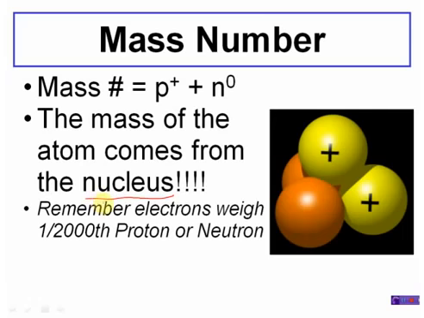We're not counting electrons here because if you check out the third bullet, electrons weigh about 1/2000th that of a proton or neutron. So we're discussing this slide. This slide is about the mass of the atom. We're not going to take our electrons into account because they weigh so little. So the mass of the atom comes from the weight of the protons plus the neutrons.